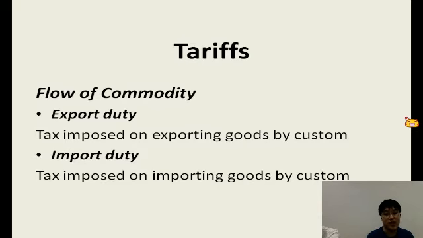Import duty is the tax imposed on importing goods by the customs office of the importing country with the entrance of a foreign product. It aims to enhance the competitive strength of local goods by limiting imports and increasing the price of foreign products flowing into the domestic market.